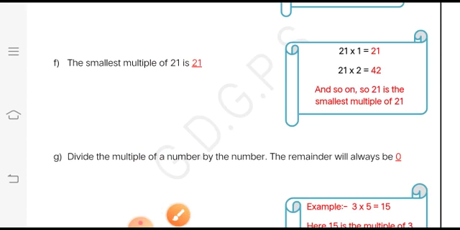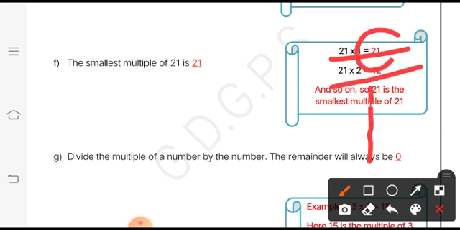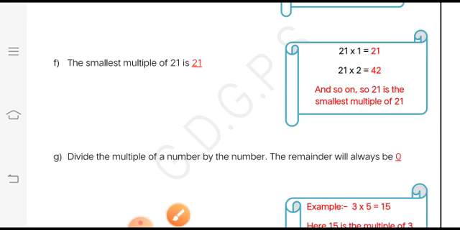And whenever we write multiples of any number, all the other multiples are greater than itself. That means the smallest of all the multiples is the number itself. So if you talk of 21, 21 ones are 21, 21 twos are 42. So others will be greater than 21. So which one is the smallest of all? It's 21 itself. So we write 21 here.